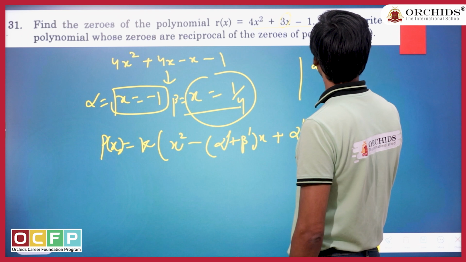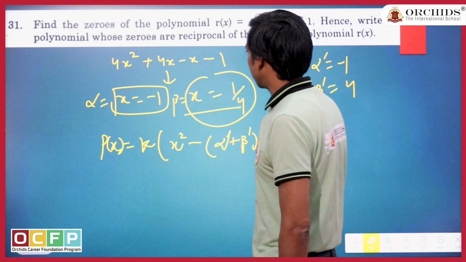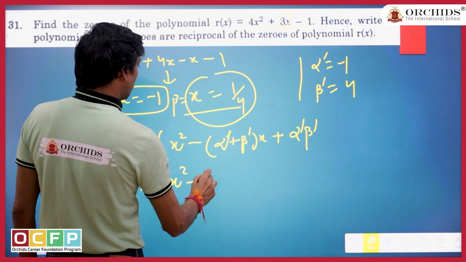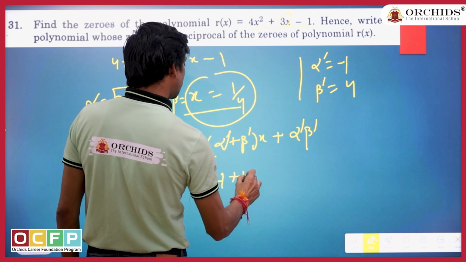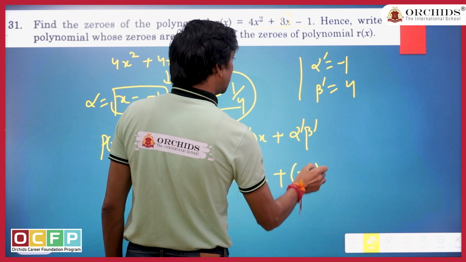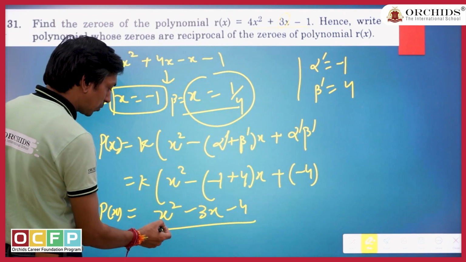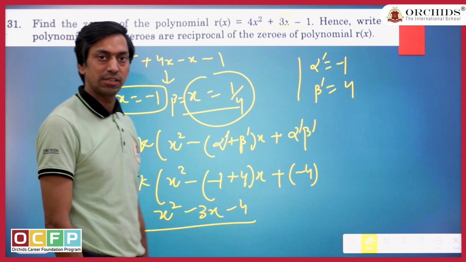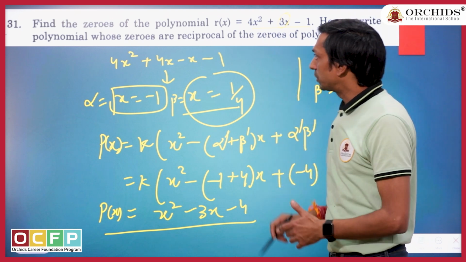So the reciprocal of this is what? Alpha prime is minus 1 and beta prime will be equal to the reciprocal of the second zero, which is 4. So the polynomial is k times x square minus (minus 1 plus 4) times x plus the product of zeros, 4 into minus 1, which is minus 4. So if we take k equal to 1 in this case, we are getting the required polynomial x square minus 3x minus 4, or you can write it as k times (x square minus 3x minus 4), that is the required second polynomial. So this is how we have to tackle this problem.